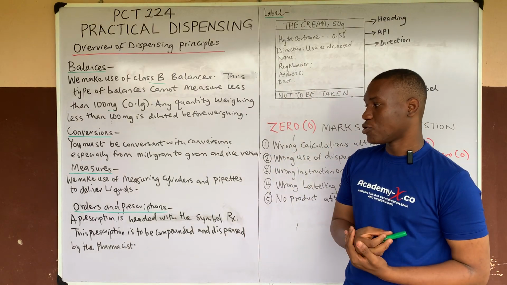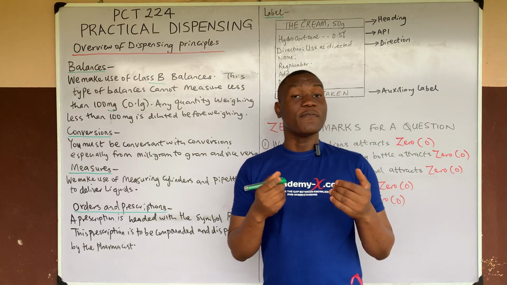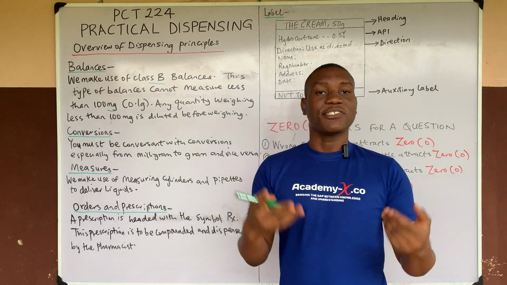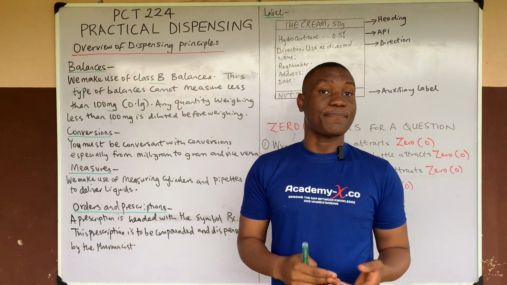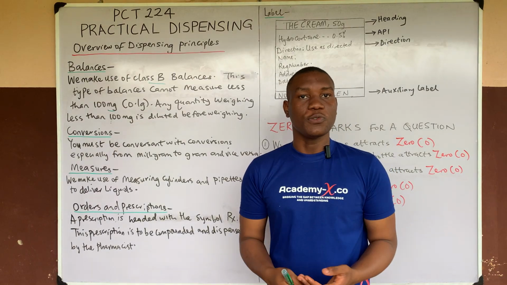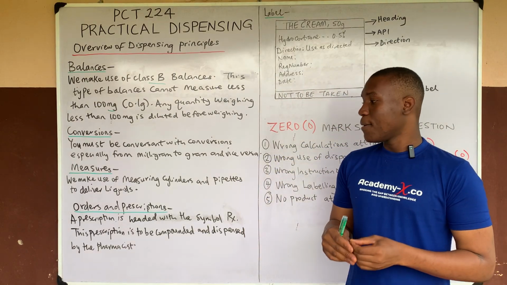So let us look at the measures. Now, to deliver liquid volumes, we are using measuring cylinders and pipettes to deliver liquids, because we use some excipients that are liquids. So we use measuring cylinders and pipettes.